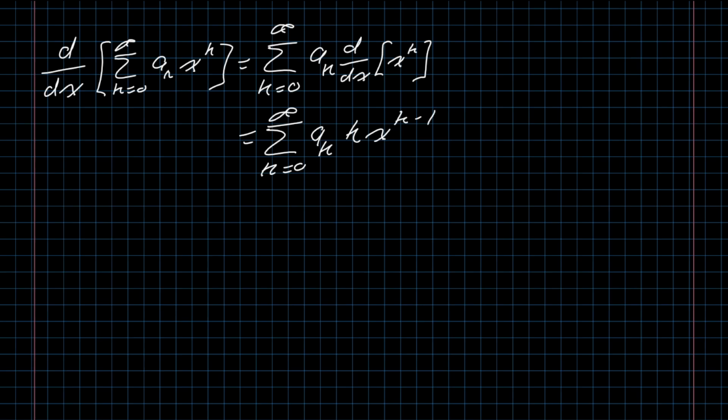Although you do have to be careful here because, well, we have this factor of k that showed up here. And remember that when k is equal to 0, k is 0, and multiplying by 0 doesn't change anything. So very often you lose the lower limit of the summation when you do this. Not always, but often.